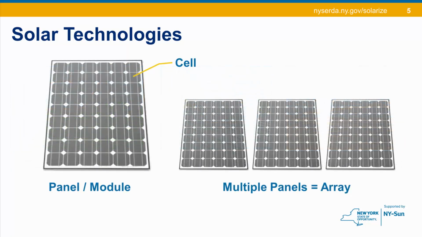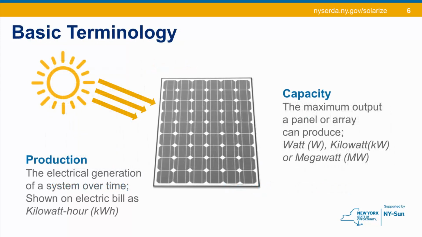Solar PV panels, or modules, are made up of individual photovoltaic cells. These panels can be combined to create an array. The panels themselves are measured in their power or capacity rating. This rating comes in the form of watts. The total capacity rating of an array will typically be presented in kilowatts or megawatts. As sunlight hits the photovoltaic cells, these cells produce electricity. The amount of electricity that the system produces over a period of time is measured in watt-hours, or commonly in kilowatt-hours. You may recognize this metric from your electric bill that you receive every month.